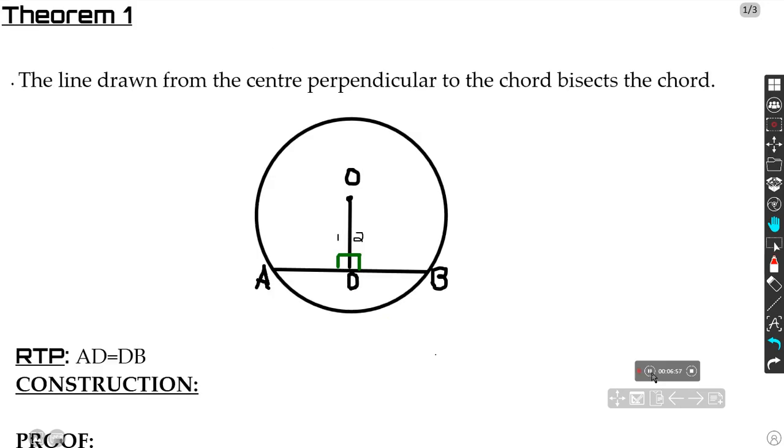Now, we are under Theorem 1, right? We're going to start with Theorem 1. Now, what does Theorem 1 state? Theorem 1 states that the line drawn from the center, perpendicular to the chord, what does it do? It bisects the chord. The word bisect means that it cuts it into two equal halves. Now, these theorems, you need to know them by heart.